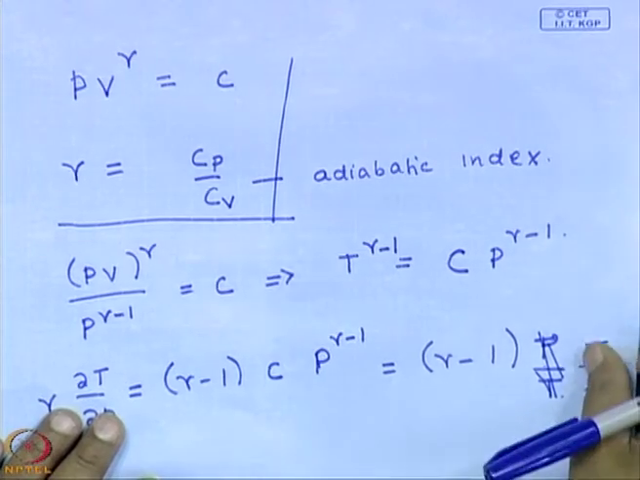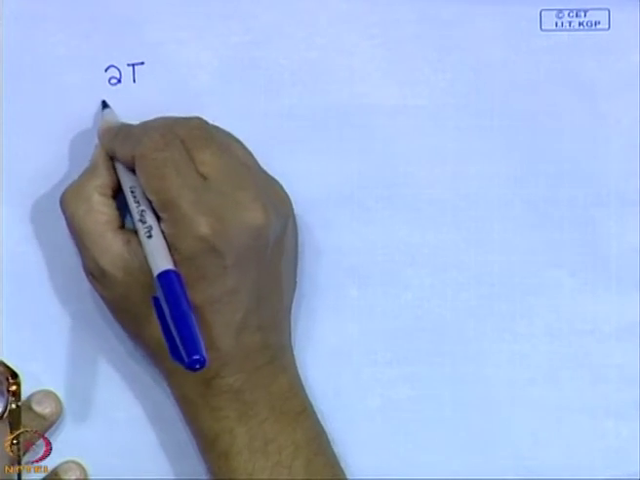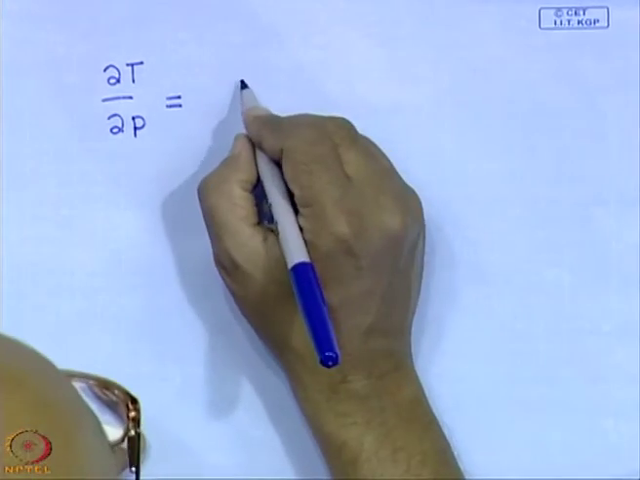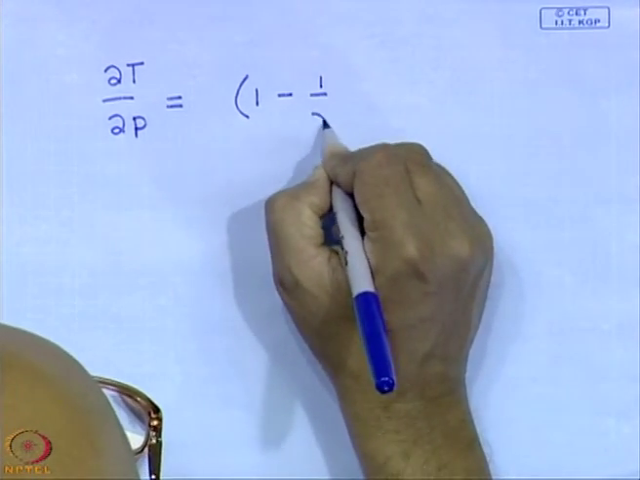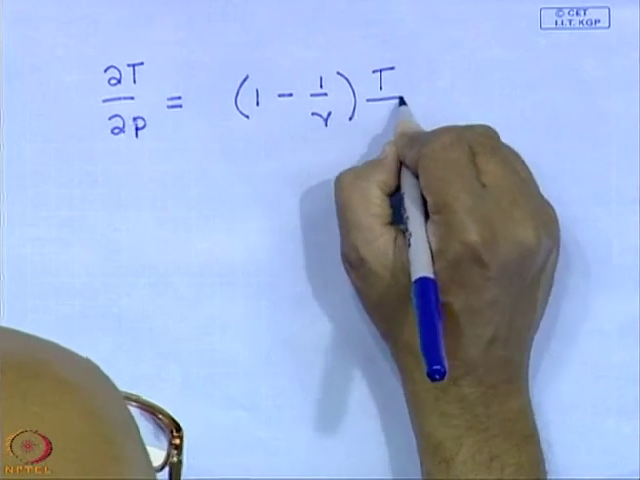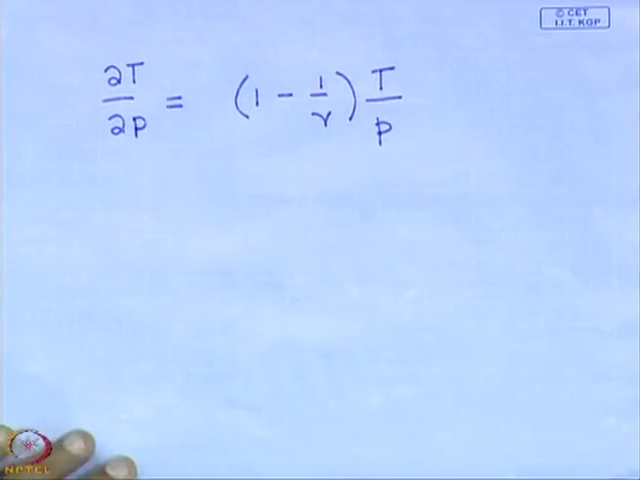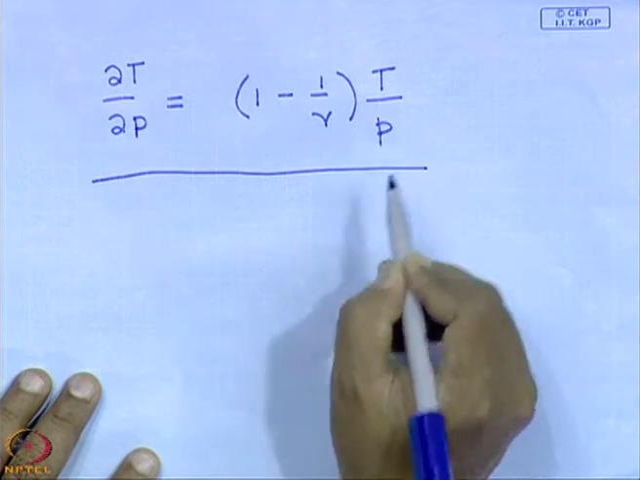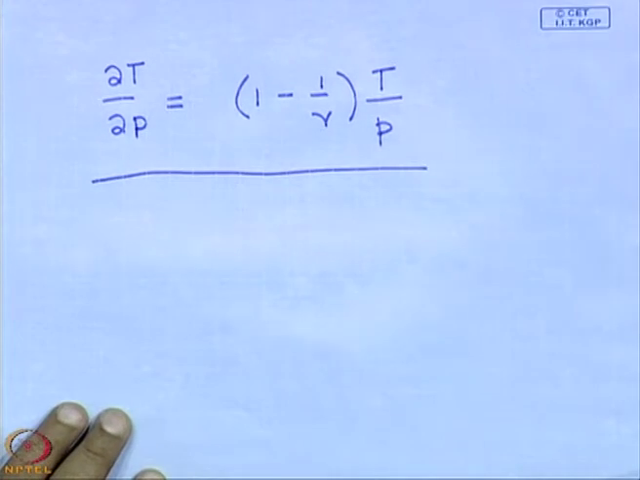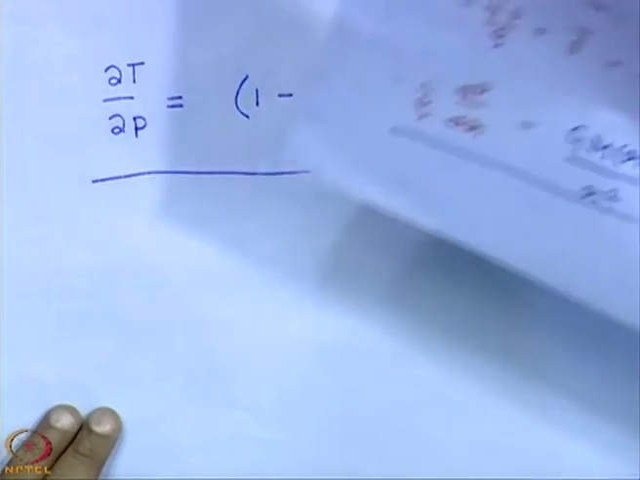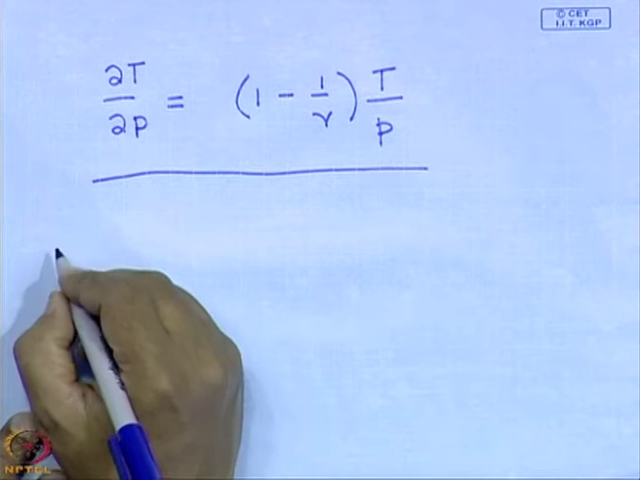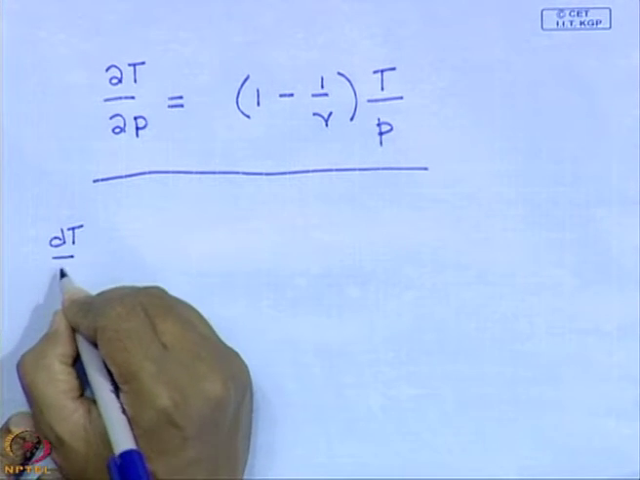Okay. So, what you have at the end of the day is that del T del P is equal to 1 minus 1 by gamma into T by P. Okay, so that is for an adiabatic process. And we use this to calculate the adiabatic temperature gradient dT dr.